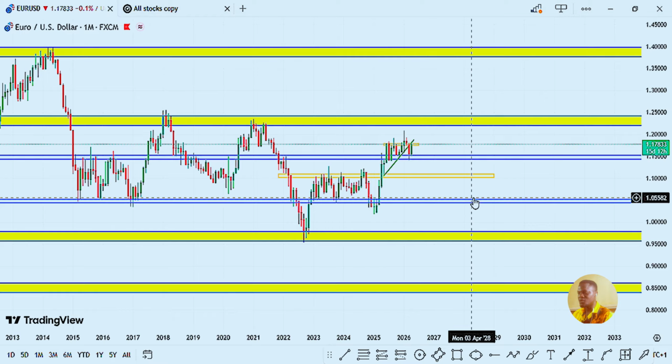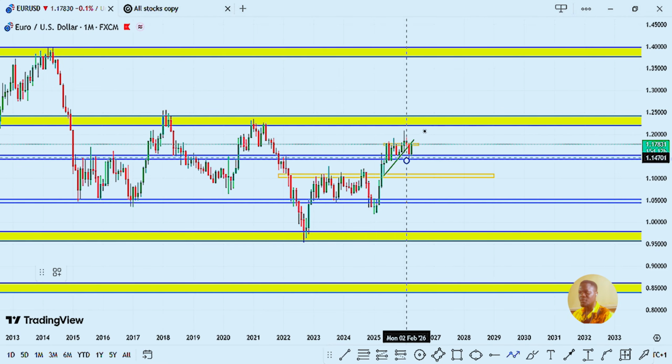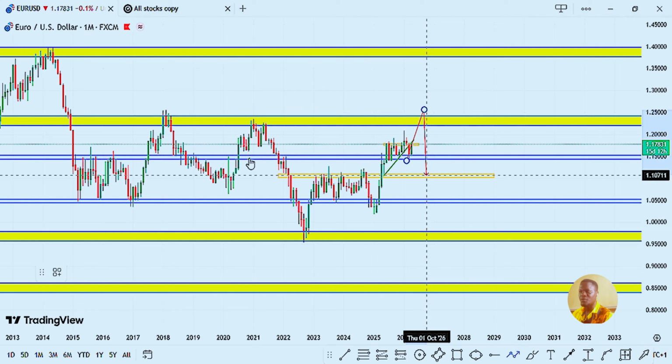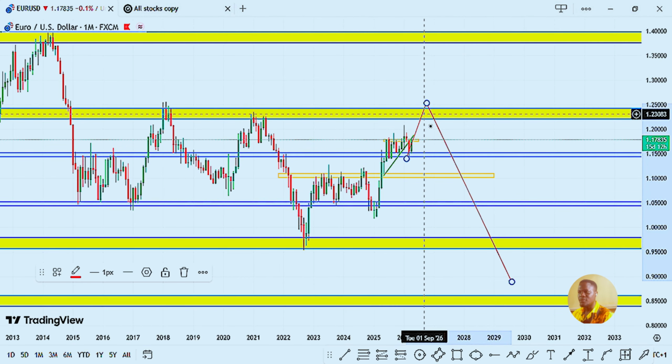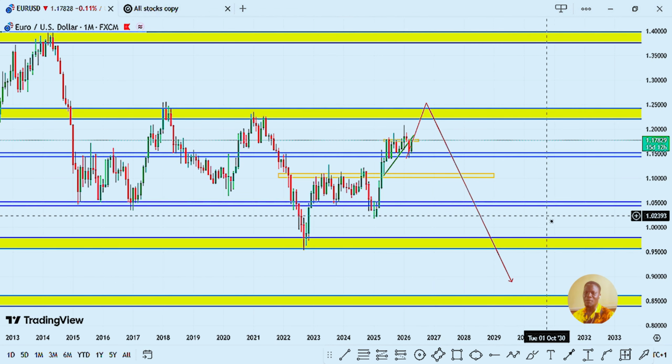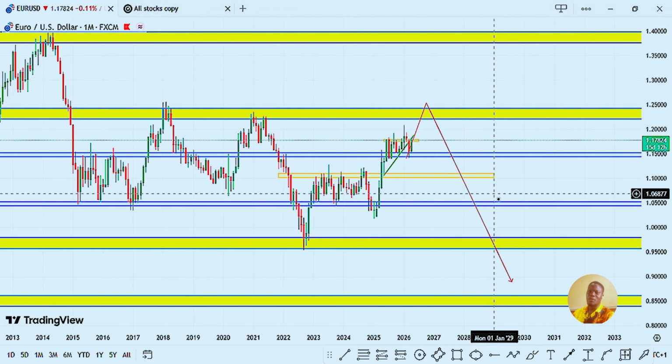I want to see euro come and fulfill this technical level, alright, before I start looking for another trading opportunity. Until we come back to fulfill this technical level, I'm not looking for any trading opportunity on euro. Knowing when not to trade is another skill. So you should know when to trade, you should know when to leave the market and stay out of the market. Alright, so euro is coming to fulfill this technical level of 1.25.